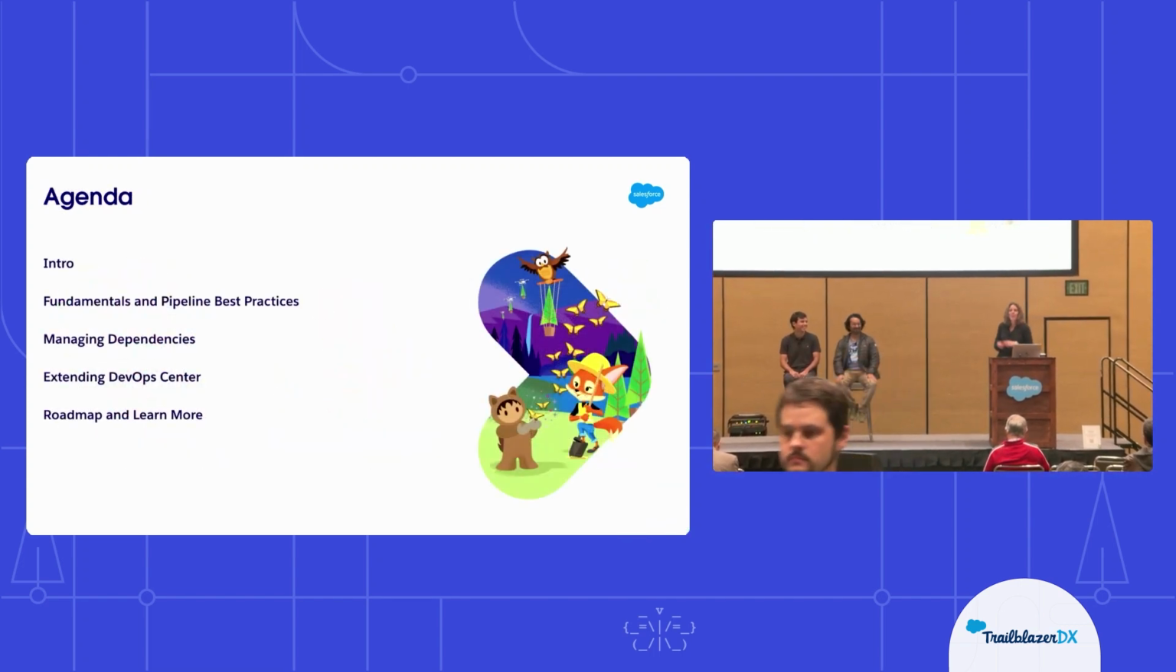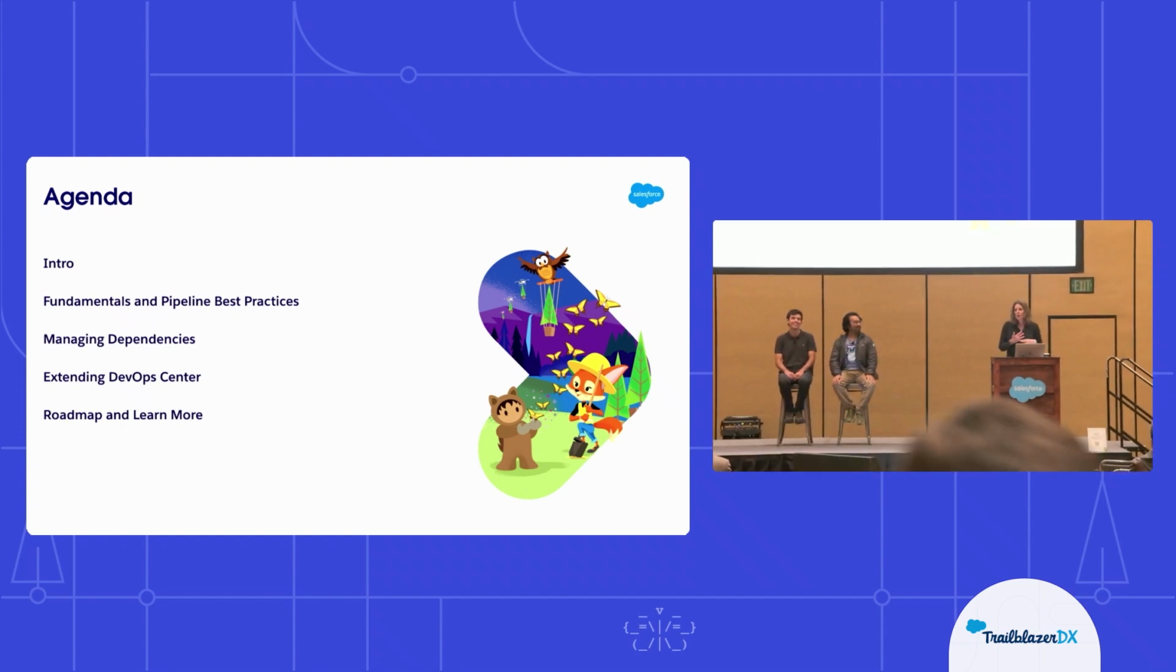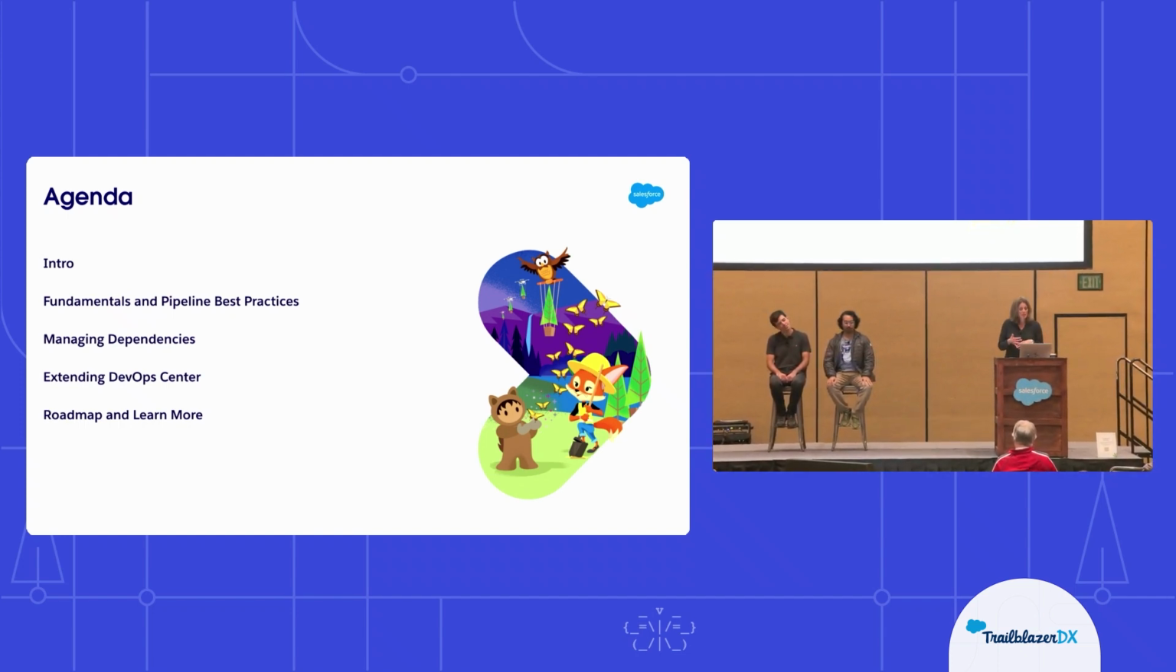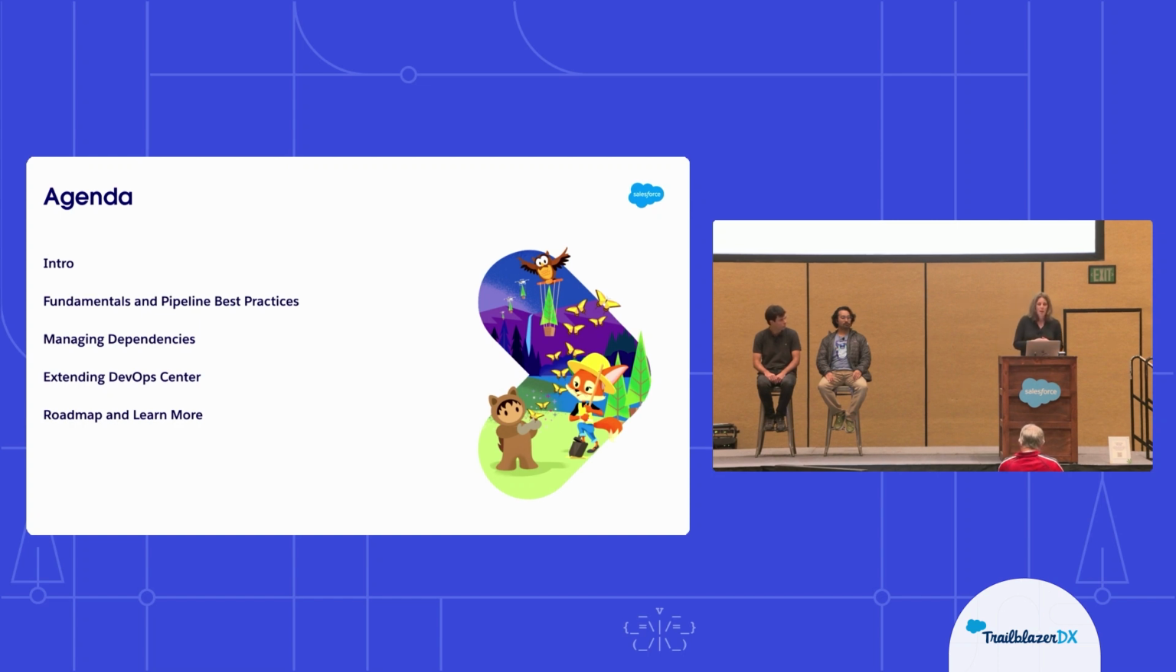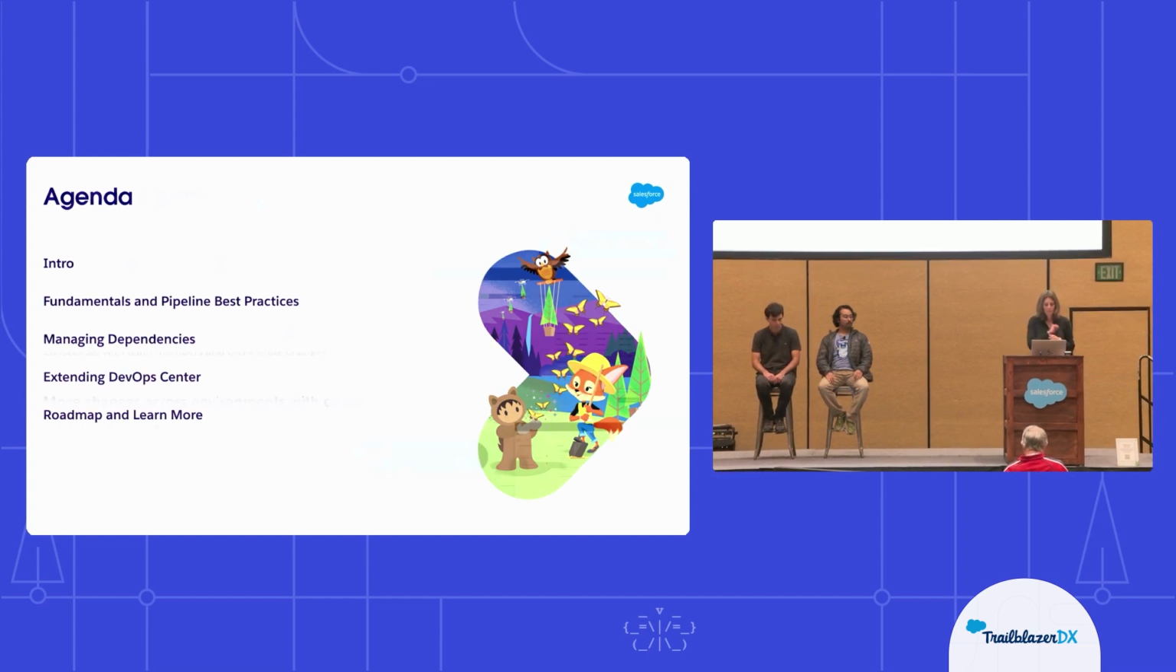All right. What we're going to be talking about today: I'm going to do a quick intro, an overview of what DevOps Center is and what it's about. I'm going to go through some fundamentals that lead into some best practices around pipeline management, which is then going to lead into some topics around managing dependencies, some best practices to give you the best success when using DevOps Center. And then we're going to look at how we extend it to provide additional capabilities beyond what we get out of the box. And then we'll look at some next steps.